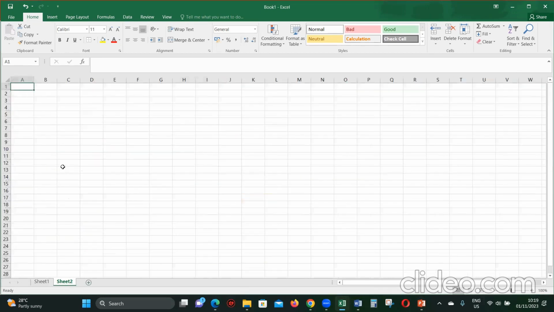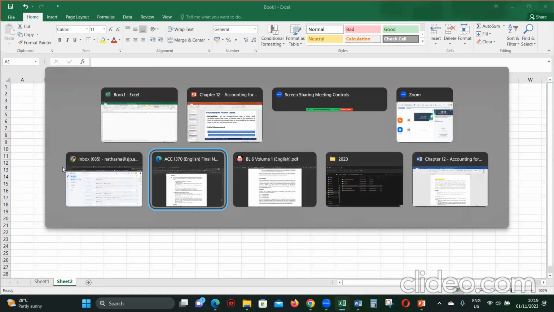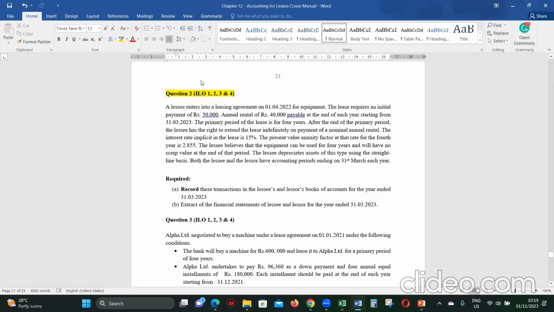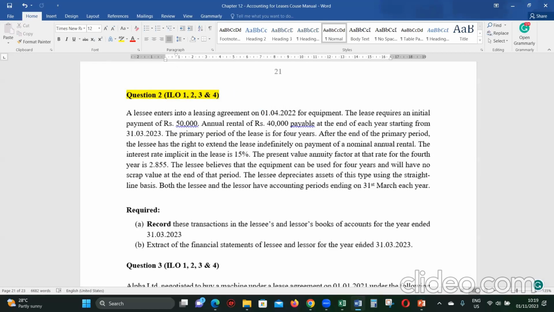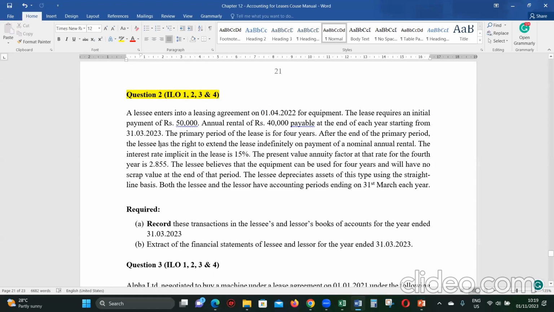Right. So I have a question. Question number 1 is this. Okay, hope you can see clearly. We'll read the question and then we'll move on to the answer. A lessee enters into a leasing agreement on 1st April 2022 for equipment. What is the commencement date? Commencement date is 1st April 2022. What is the underlying asset? Underlying asset is this equipment.